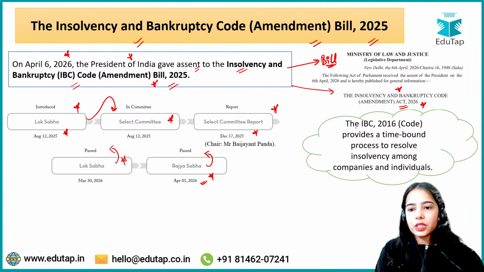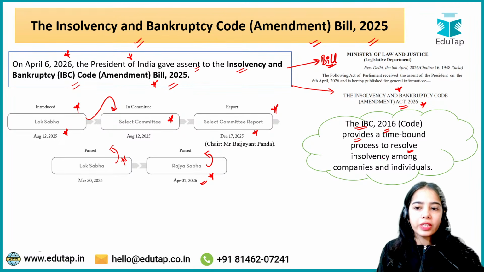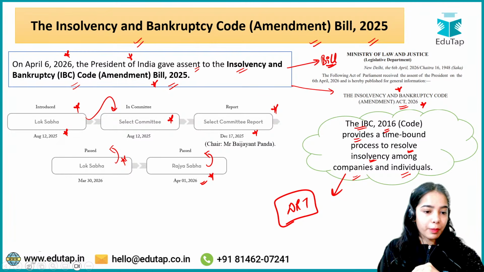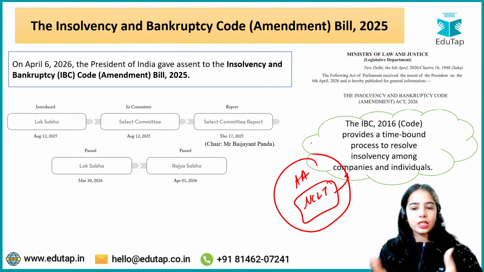Now, the Insolvency and Bankruptcy Code 2016 provides a time-bound process to resolve the insolvency among the companies and individuals. For the companies, there is the NCLT. That is the adjudicating authority that looks after the whole process of the insolvency and bankruptcy process.